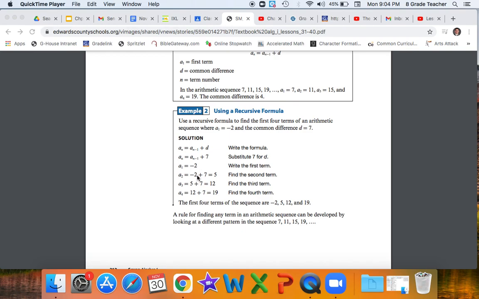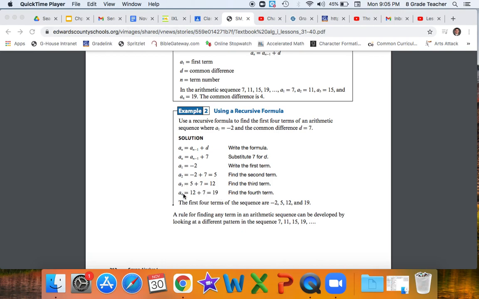Then you'd have the first term plus the common difference to find the second term. -2 plus 7 is 5. Then you take that term and plug it in for the next term. 5 plus 7 is 12. So you have, as your recursive formula here, -2, 5, 12, 19. Notice it's going up by 7 each time. The difference between 5 and -2 is 7. The difference between 12 and 5 is 7. The difference between 19 and 12 is 7.